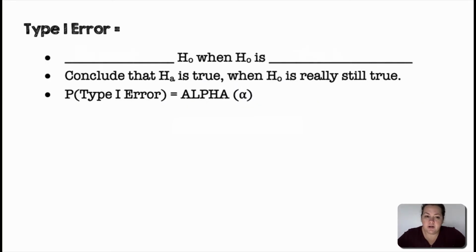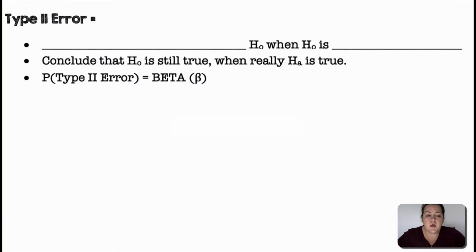All right, so in a type 1 error, we reject the null hypothesis when the null hypothesis is true. We conclude that the alternative hypothesis is true when really the null hypothesis was true. All right, the probability of a type 1 error is going to be equal to whatever our alpha value is. A type 2 error is when we're failing to reject the null hypothesis and the null hypothesis is false. All right, so we conclude that the null hypothesis is still true when really the alternative hypothesis was true. The probability of a type 2 error would be equal to beta.